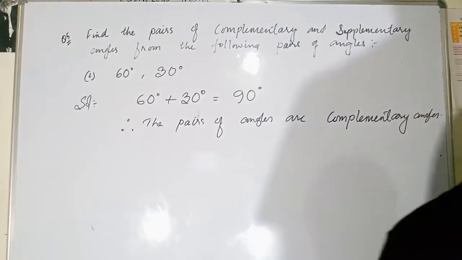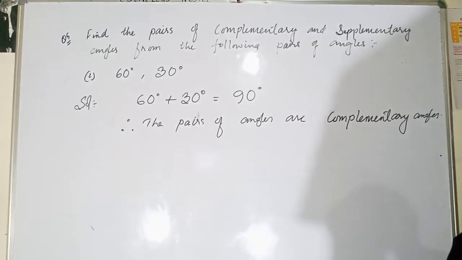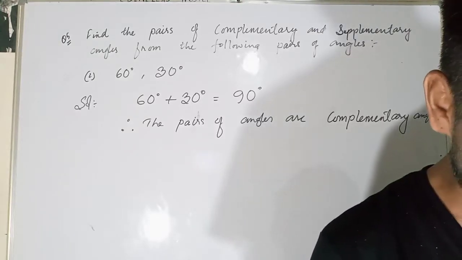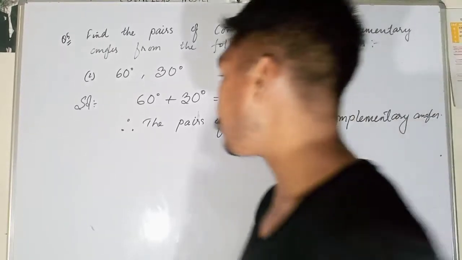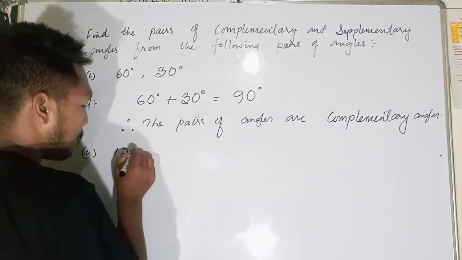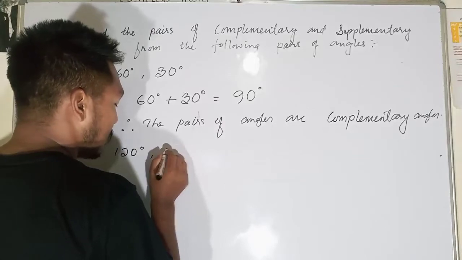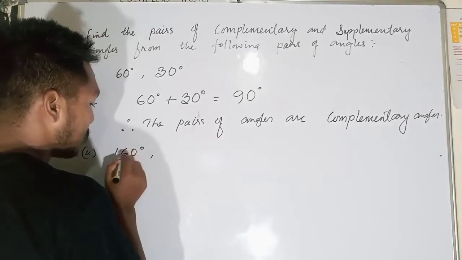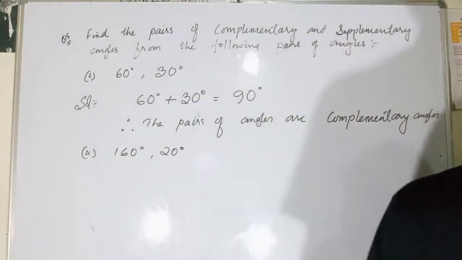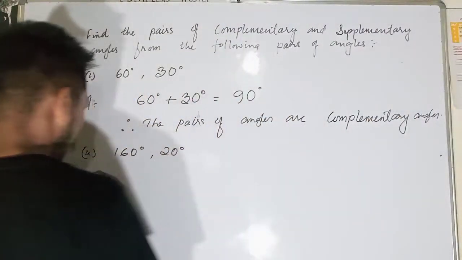Similarly, the next question is 160 plus 20. If you sum up these two, then what do you say? Is it complementary or supplementary? Number 2: 160 degrees and 20 degrees. Now let's try to sum up and solve again.